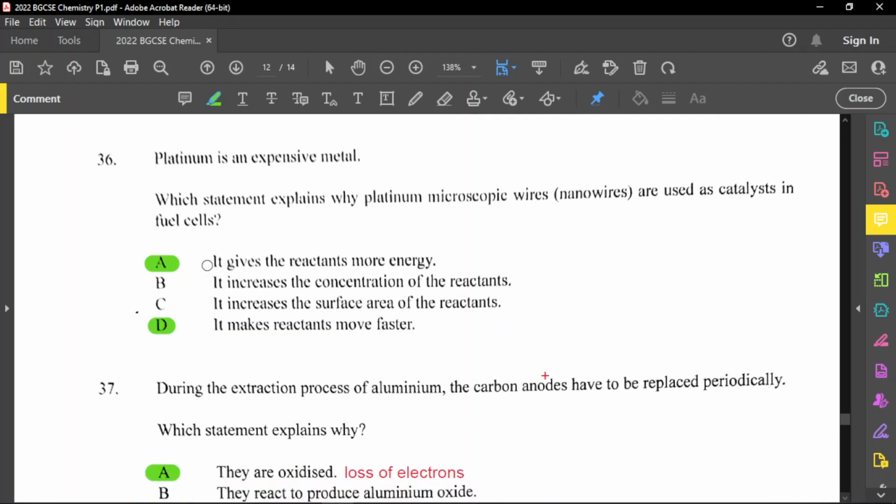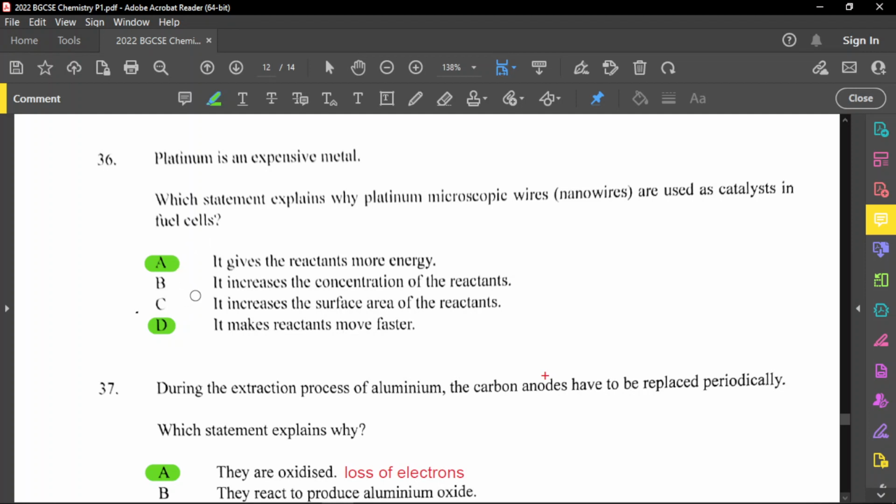Option A is a correct answer. It gives the reactants more energy because, of course, again, they are small, so it's spread out and gives more energy to each particle, right? And these are also correct because, again, it makes the reactants move faster. So if you give the reactants more energy, naturally they will move much faster. Again, the kinetic theory applies here.